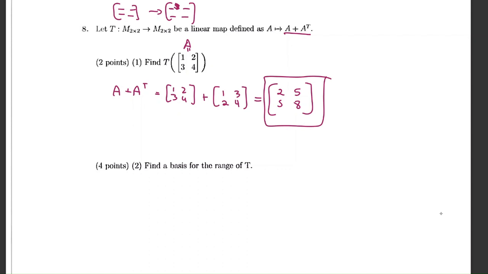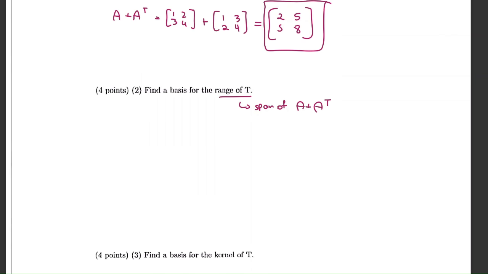So that is a transformation. In part 2, we have finding a basis for the range of T. So this is asking us to find the span of A plus A transpose. And that means we want to find a way to express all A plus A transposes in the simplest form possible.